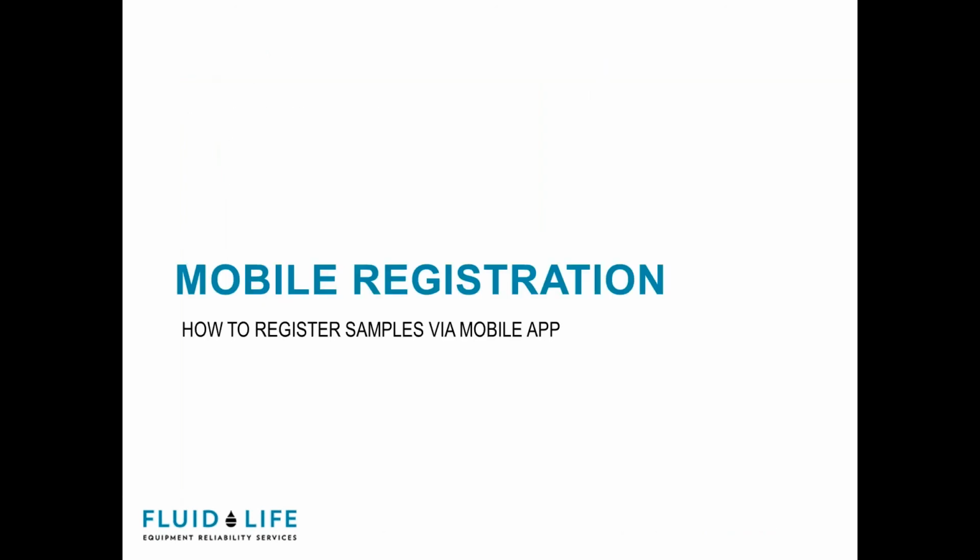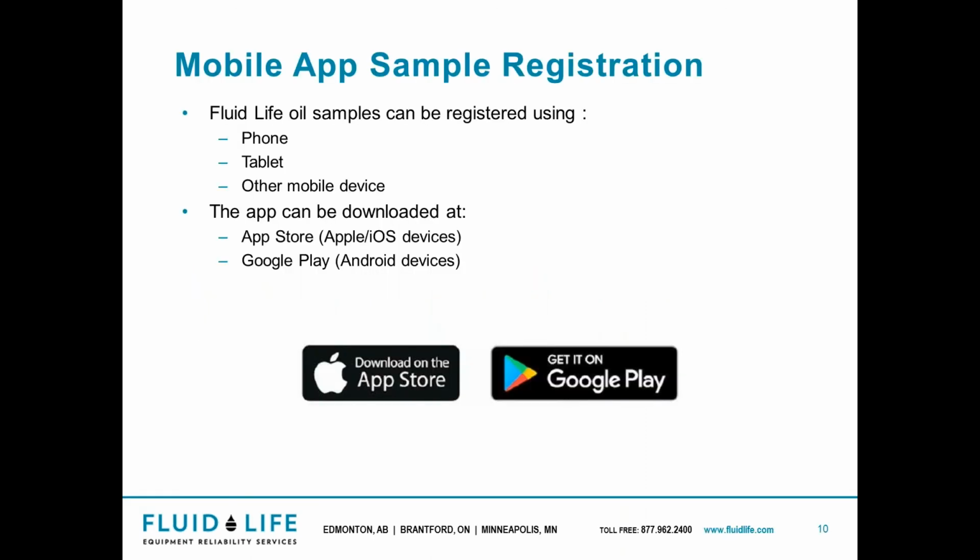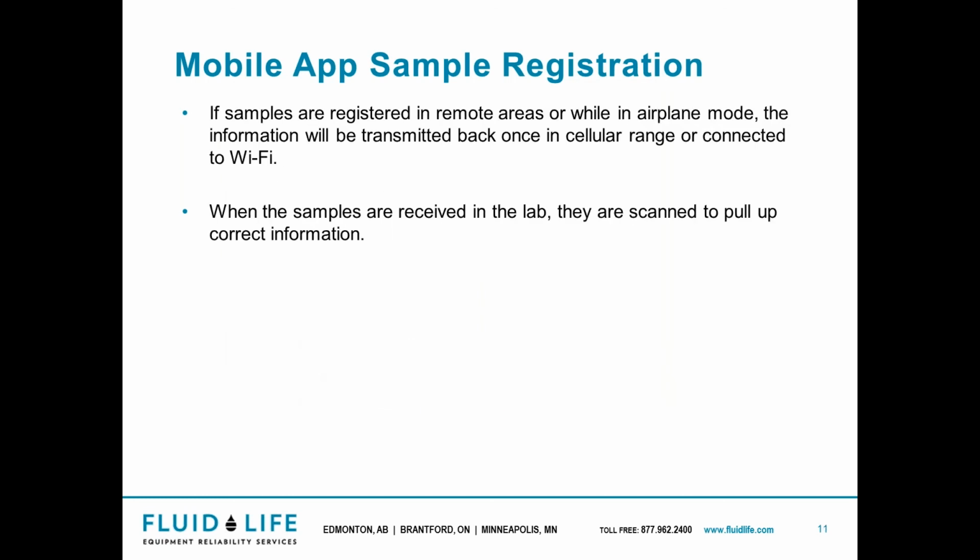So how to register samples via the mobile app. You can download the app through the Apple Store or the Google Play Store. Pretty simple, just look for Fluid Life myLab app and it'll pop right up. What's really nice about the app is if samples are registered in remote areas or while in airplane mode, the information will be transmitted back once into cellular range or connected to Wi-Fi. So you can input all your sample data and then just refresh the app and then it'll be uploaded to myLab. When the samples are received in the lab, they are scanned to pull out the correct information.